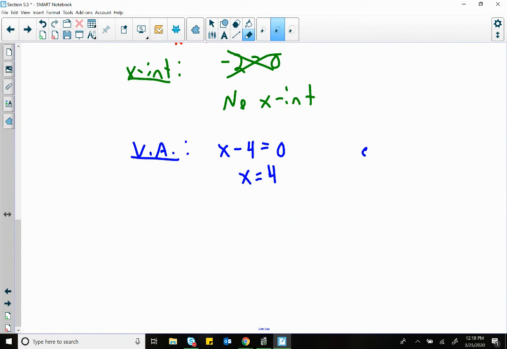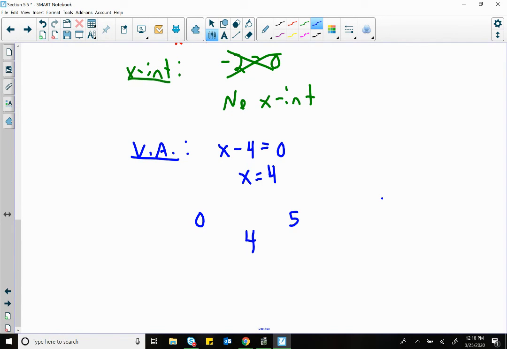So now you have all the numbers that we need in order to set up our intervals. All we want to know about is what's happening around 4. That's the only number we had. So I need a number below 4. I choose 0. And then I need a number above 4. I choose 5.